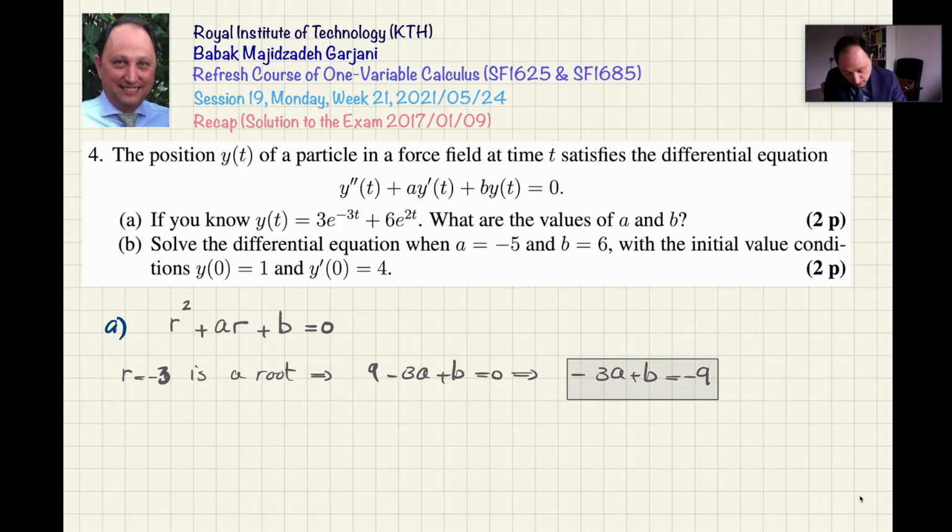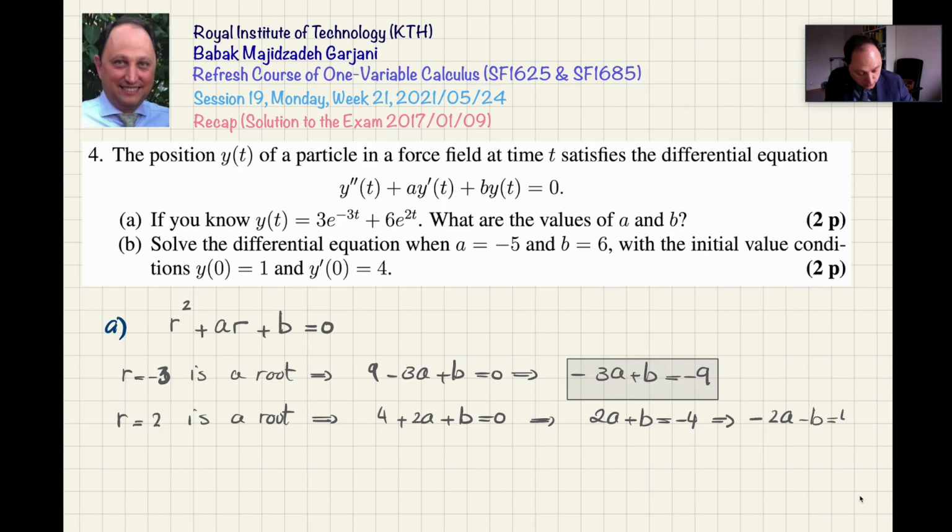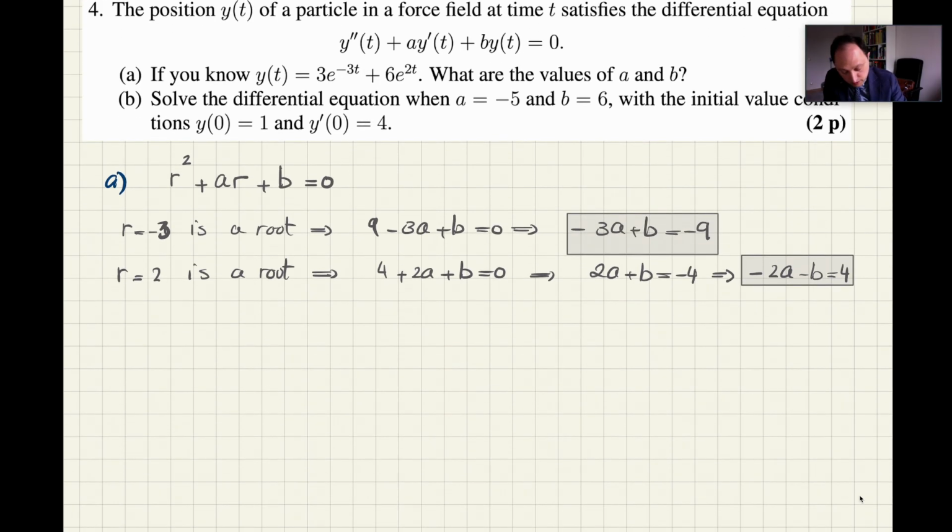Yes? And then I see that r equals 2 is a root. This implies that 2 satisfies this equation. And then I get this equation, 2a plus b equals minus 4. If I multiply it by a negative sign, it becomes minus 2a minus b is equal to 4. The reason I did this is because I want to solve this system. So I put them in a system of equations: minus 3a plus b is equal to minus 9, and minus 2a minus b is equal to 4.